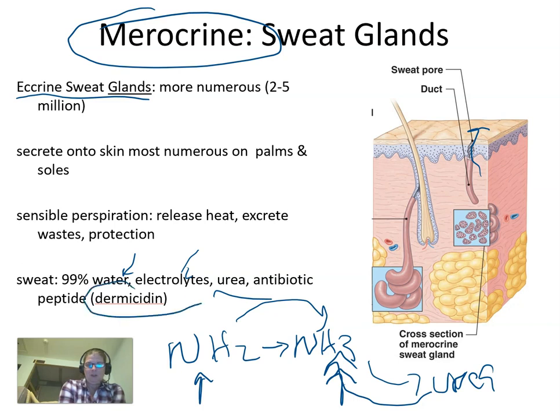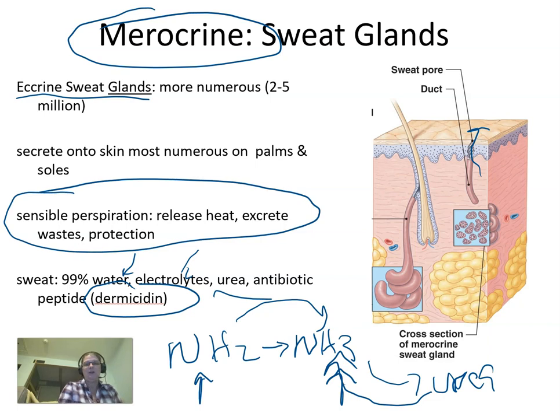And then we have something called dermacidin, which is basically an antibiotic or antiseptic. So it actually helps to clean your skin. So sweat is important. One of the main reasons that we sweat, though, is called sensible perspiration. We sweat to cool off. So anytime our thermoreceptors sense we're too warm, we're going to sweat, and that helps get rid of waste, and it helps protect us. But the main reason is to regulate our body temperature.